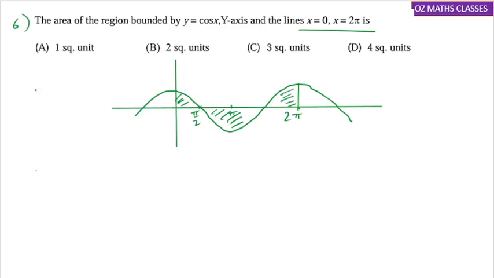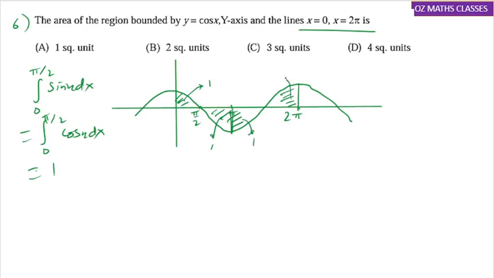So whenever the integration of 0 to pi by 2 sin x dx or the integration of 0 to pi by 2 cos x dx is 1, remember this. That means half of this region will be 1, half of this region will be 1. So 1 from here, 1 from here, and 1 from here. Okay, so total area will be 1 plus here you will get area 2, here you will get area 1. So total area you will get 4 square units.